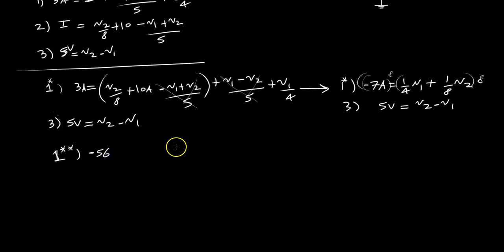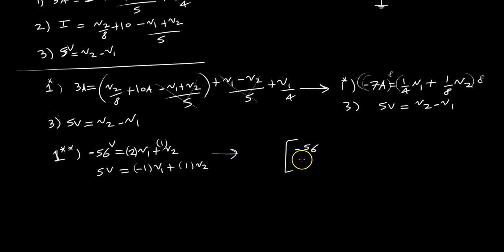negative 56, and then we're going to have 2 times V1 plus V2, and these are both voltages. In this case, let's do negative 1 V1 plus 1 V2. Let's also put a 1 here. If you simplify this into the matrix form, we get negative 56, 5 is equal to 2, 1, negative 1, 1.